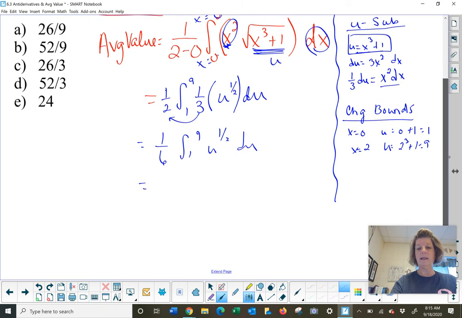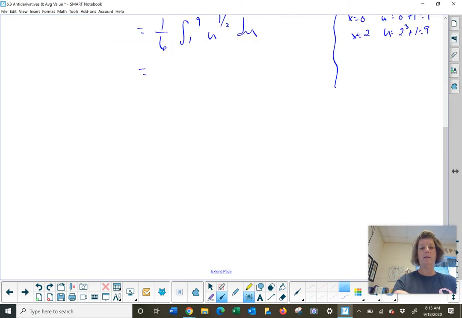Power rule takes effect for this nice little integral. So I have a 1/6. U to the 1/2 becomes u to the 3/2. Dividing by 3/2 is like multiplying by 2/3, on the bounds 1 to 9. What do we get? 2/6 is 1/3, so I'd have 1/3 times 1/3. This becomes 1/9. I just pushed these two together.